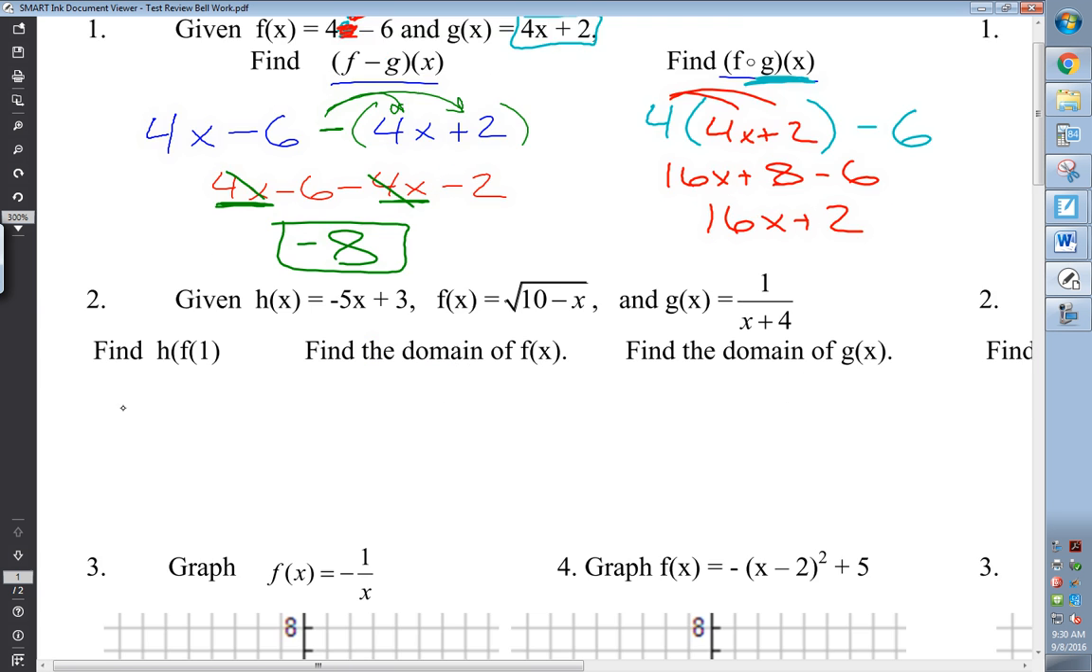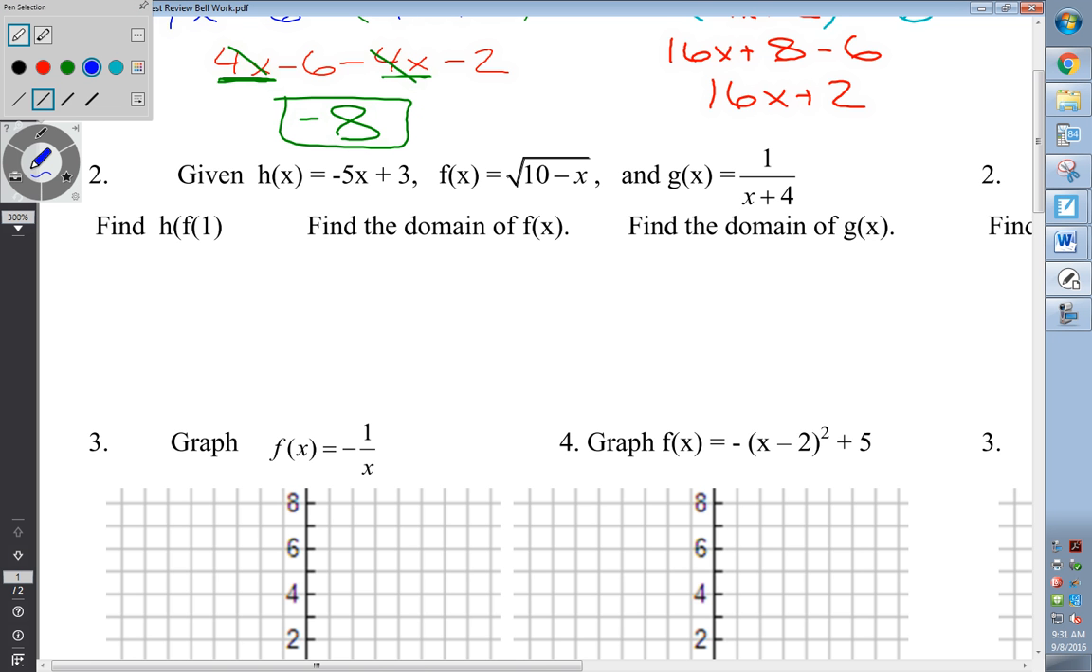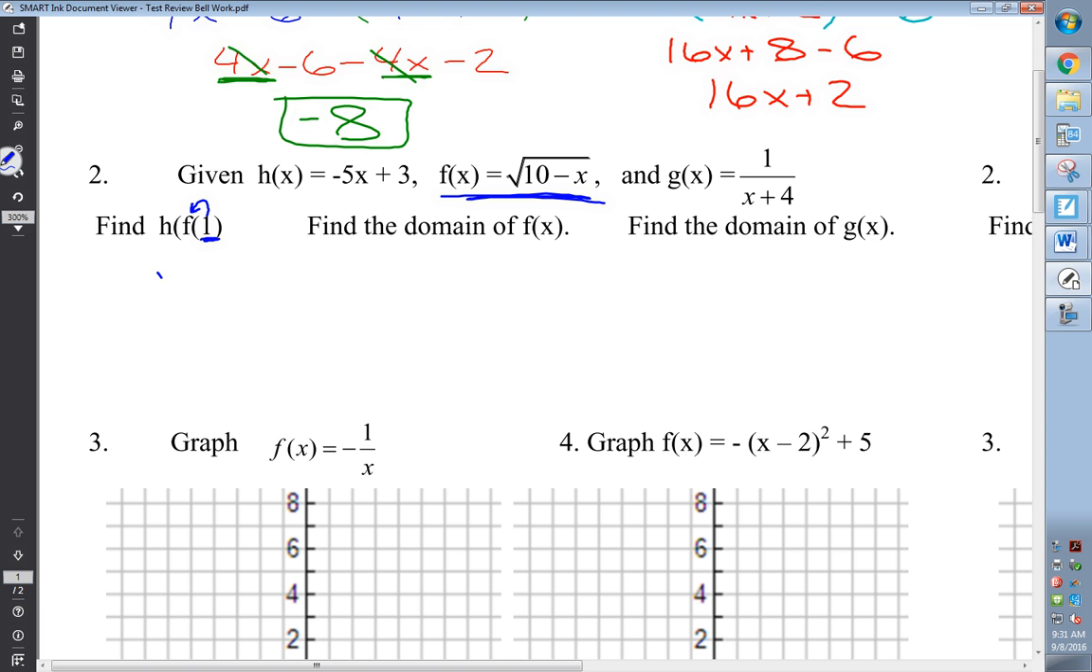Next one, number 2, says find h of f of 1. Find h of f of 1. Jorge, if I'm finding h of f of 1, what am I going to do? Plug in 1 into which equation? Which one? F of x. He's taking 1 and plugging it in right there. So he's taking 1 and plugging it in. So it's going to say the square root of 10 minus 1. So the square root of 9. Jorge, what are you going to get there? 3.